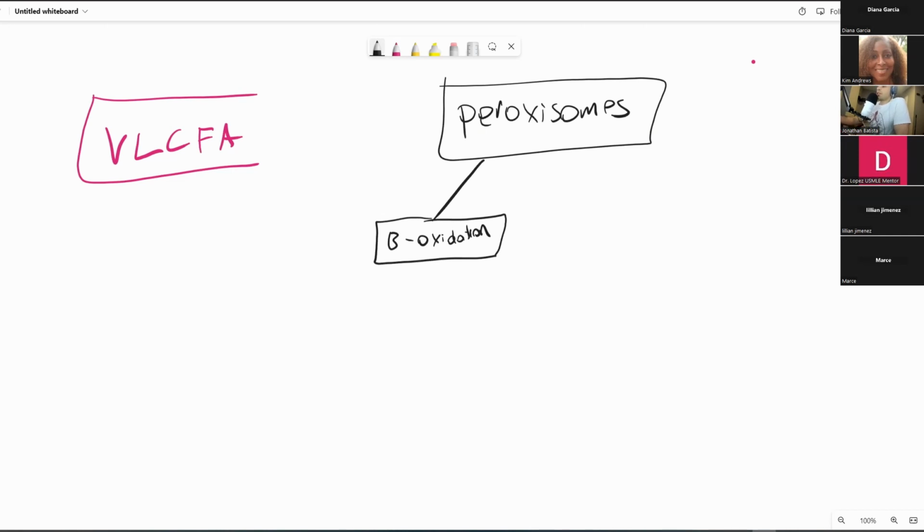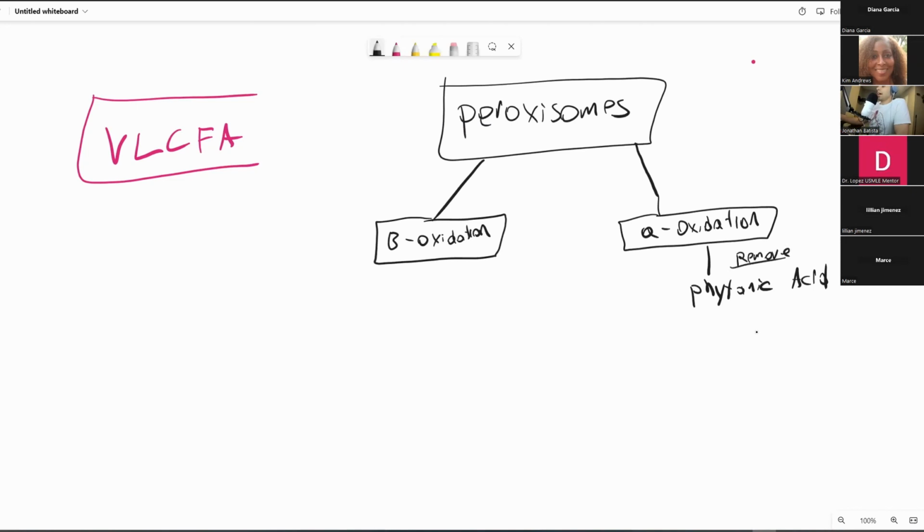Another job that the peroxisomes also do is alpha oxidation. Now, it's worth mentioning, and I'll tell you why. Alpha oxidation is just an actual process that will allow you to get rid of some kind of acid called phytanic acid. And that's it. That's what alpha oxidation does. It allows you to safely remove your phytanic acid.